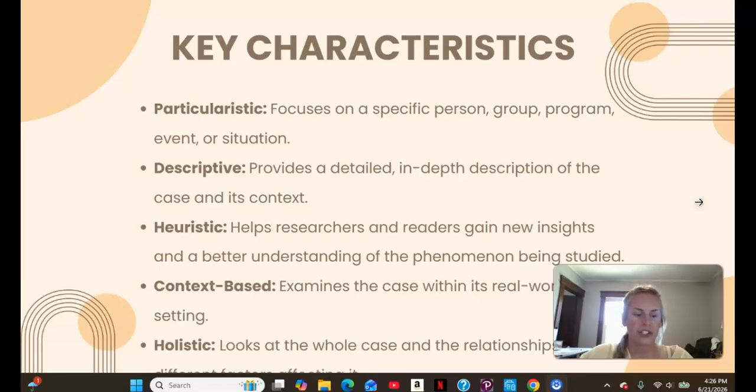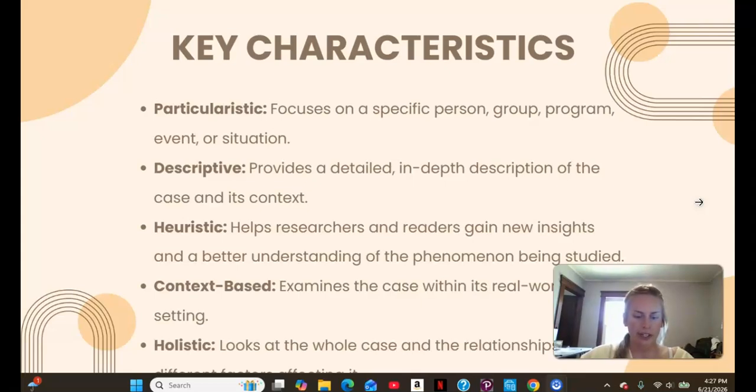And then case studies are also descriptive because they provide a rich, detailed picture of the case being studied. Researchers collect information from multiple sources and describe not only what happened, but also the circumstances surrounding the case. This detailed description helps readers understand the complexity of the situation. Another characteristic is that case studies are heuristic, which means they help researchers and readers gain new insights. By exploring a case in depth, readers often develop a better understanding of the issue and may see connections or perspectives that they had not considered before.